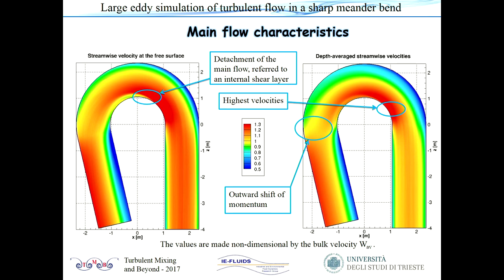Now I show the results. In the figure, the streamlines of velocity at the free surface and the streamlines of velocity averaged over the flow depth are shown. We can observe how the turbulent channel flow enters the bend and the secondary flow gives rise to centrifugal secondary flow cells. And so the high velocities are found near the inner bank, and they are moving towards the outer bank.